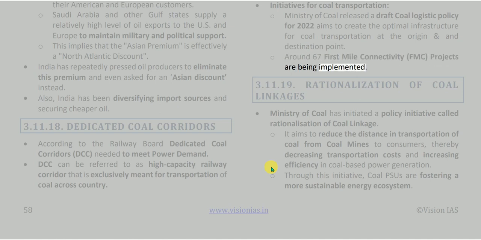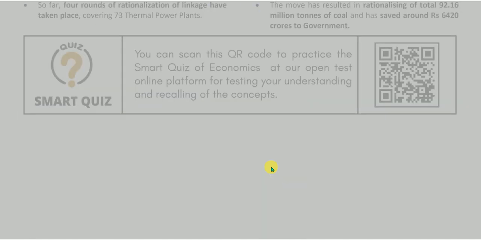3rd November 2019. Rationalization of coal linkages. Ministry of Coal has initiated a policy initiative called Rationalization of Coal Linkage. It aims to reduce the distance in transportation of coal from coal mines to consumers, thereby decreasing transportation costs and increasing efficiency in coal-based power generation. Through this initiative, coal PSUs are fostering a more sustainable energy ecosystem. So far, 4 rounds of rationalization of linkage have taken place, covering 73 thermal power plants. The move has resulted in rationalizing of a total 92.16 million tons of coal and has saved around rupees 6,420 crores to the government.